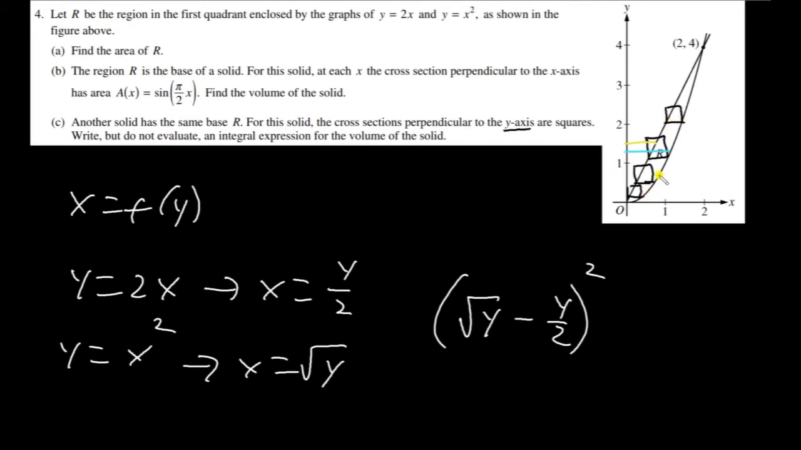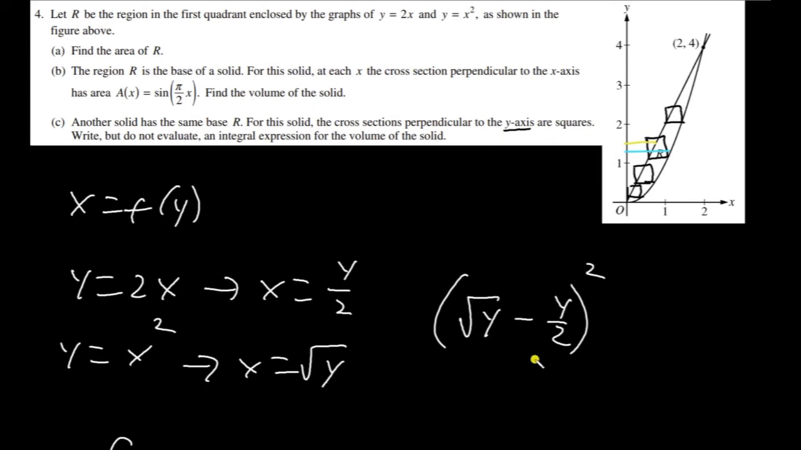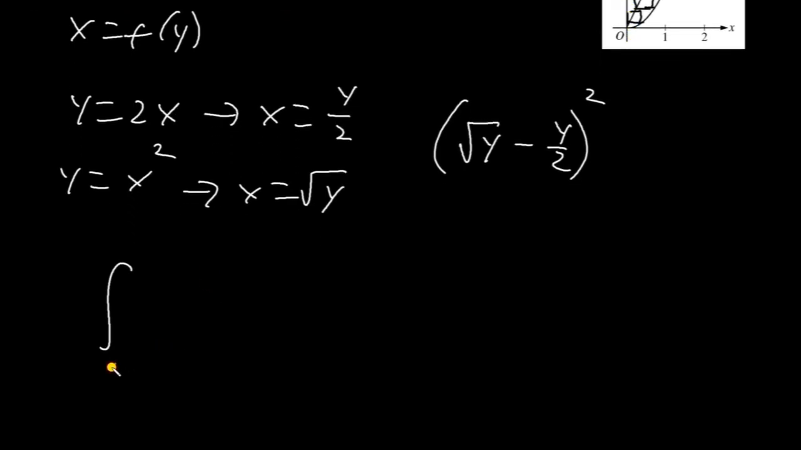But we don't want the area of one particular square. We want the entire volume of the solid. So what we have to do now is integrate this from the starting bound to the ending bound. And be careful here, because the bounds are not 0 and 2 anymore, because we're in terms of y, right? So we're going from this y coordinate to this y coordinate. Still the same coordinates, 2, 4, but we're looking at the y now, not the x. So we're going from 0 to 4, because these are the bounds for y, okay? So 0 to 4, and it's going to be square root of y minus y over 2, squared, dy.